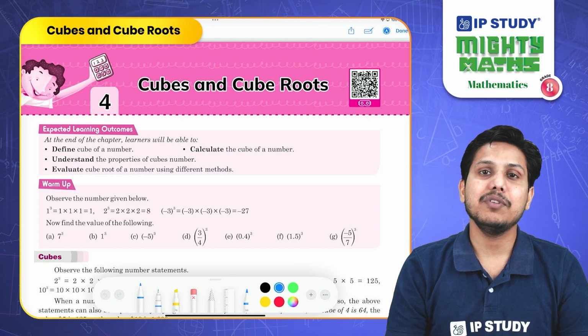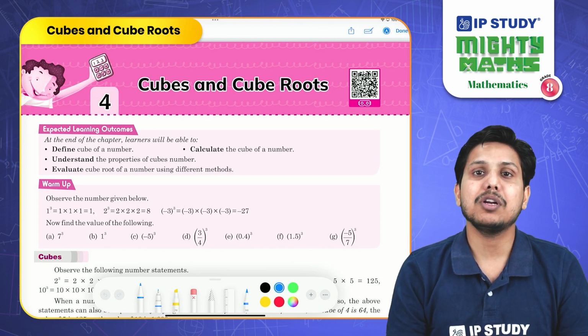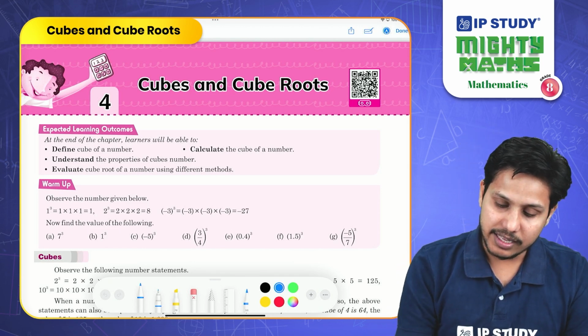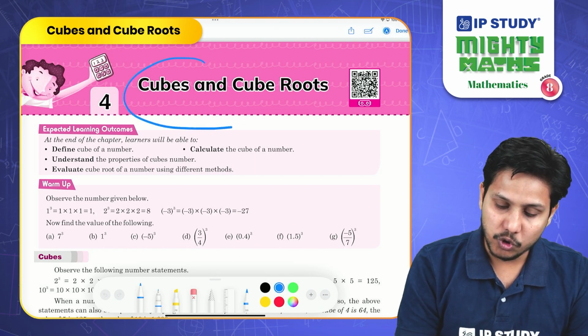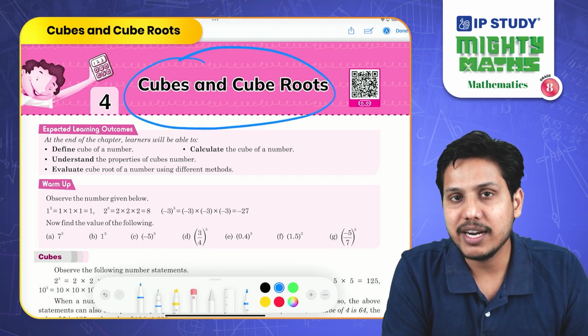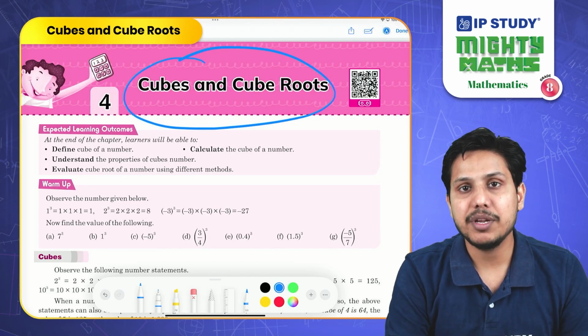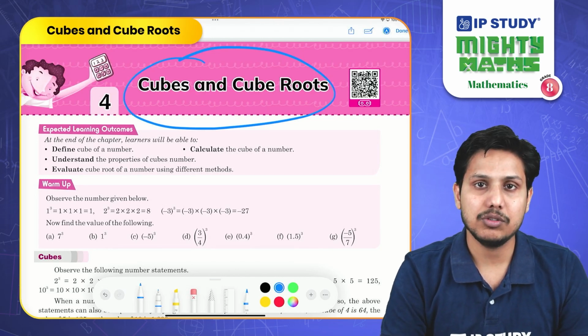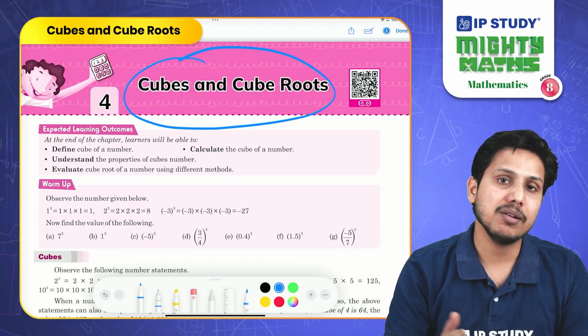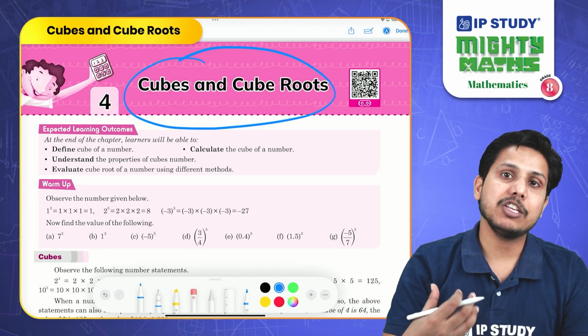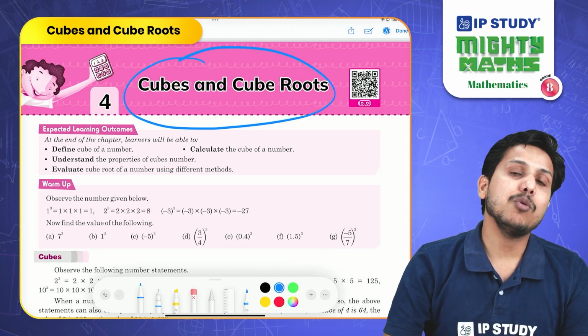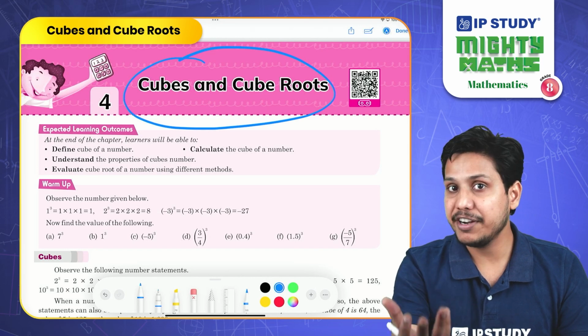In this video, we are going to cover the fourth chapter of grade 8 mathematics, and the name of the chapter is cubes and cube roots. Students, before going into the chapter, let us understand what the different topics are that we are going to cover under this chapter. We'll see the meaning of the cube of a number, the different properties of cube numbers, and how to find the cube root of a perfect cube.